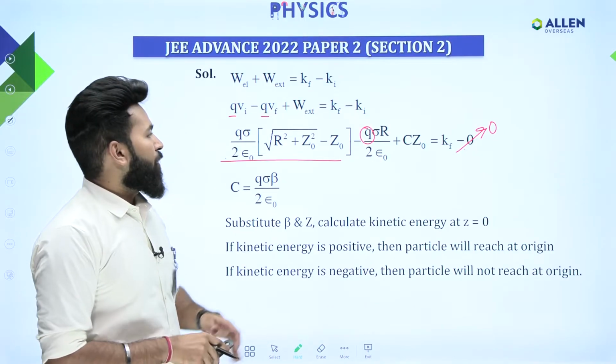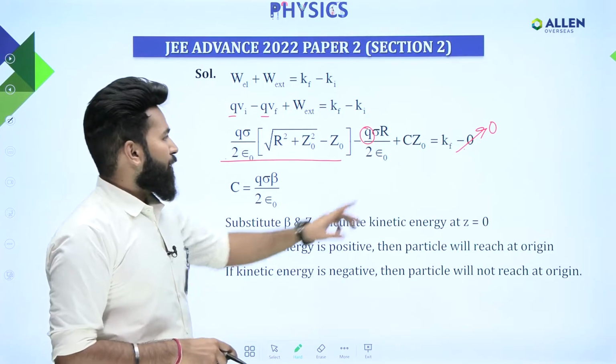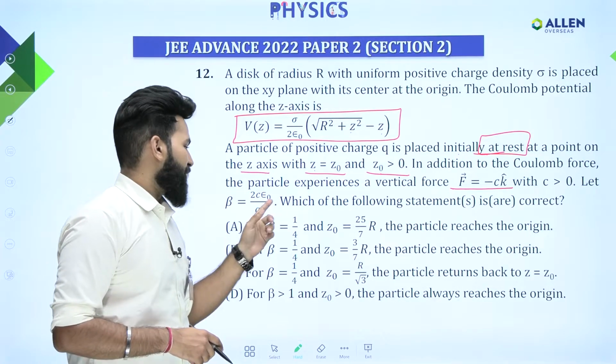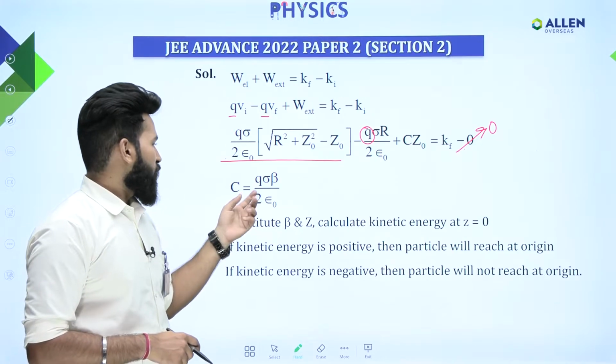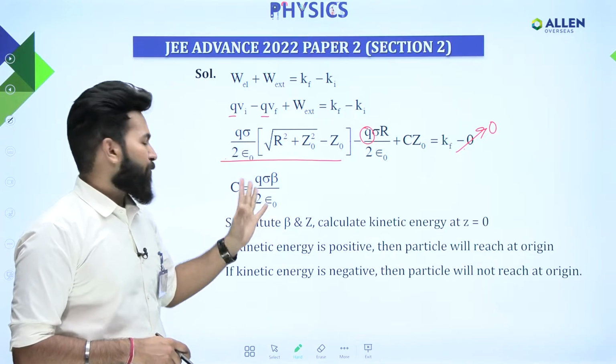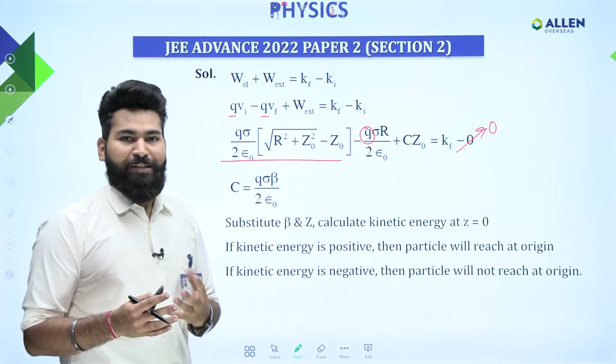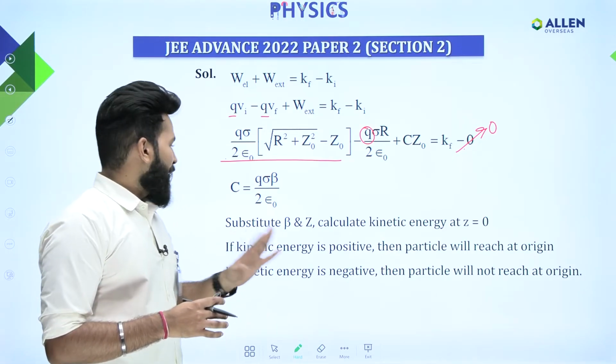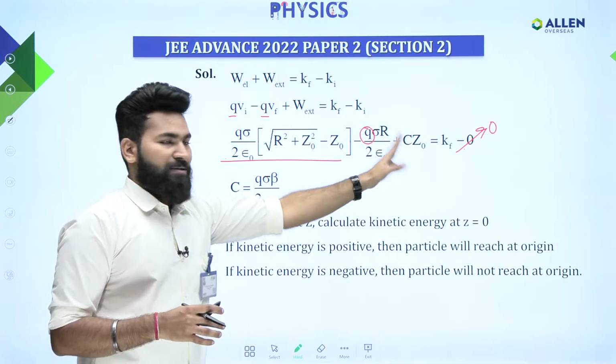Okay, now what we have to do now, the value of C is given to you in the question itself, that beta equal to 2C epsilon naught by Q sigma. So we calculated the value of C. That was just to increase the calculation time. That was given in the paper just to increase your calculation time and just to confuse you. Okay, so just put the value of C in this expression.